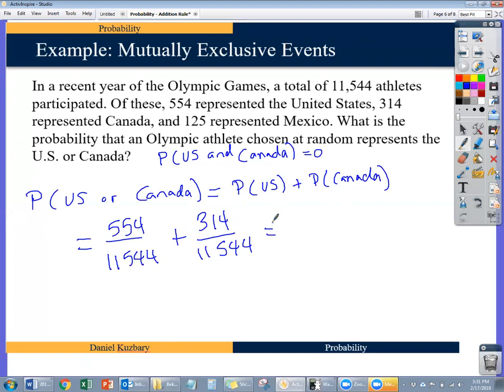So I just did that in my calculator, and I got 0.0752. I like doing probabilities to four decimal places, rounded to four. So this is the chance that you get someone who's representing either the U.S. or Canada. So the addition rule with mutually exclusive events is nice, and if you can determine they're mutually exclusive before you do any calculating, you can make your life easier because there's no "and" part to subtract.